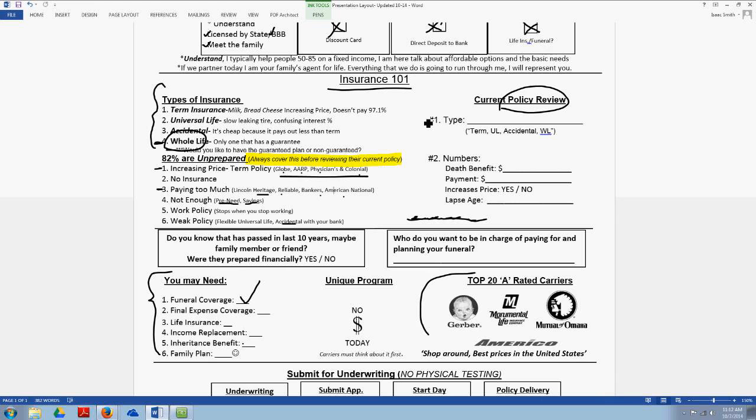But at this point, I've done the policy review. I've done all that stuff. All I'm going to do at this point is start adding value. I'm going to add value by telling them that I shop around. I have the top carriers in the company. I'm able to shop around for them, get them the best product, the best prices that they can find. Starts immediately in most cases. No money today. Carriers, we got to think about it first, all this stuff.